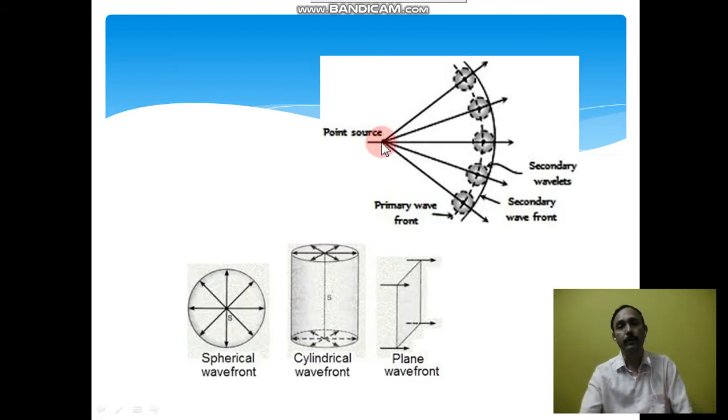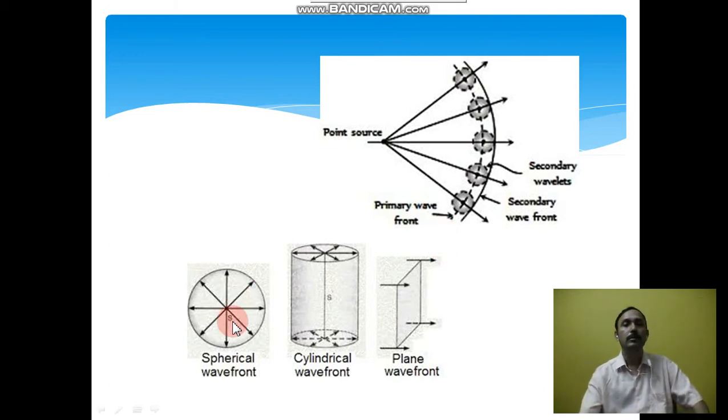So this is a point source. So it is creating the secondary source of disturbances. So enveloping this one, it is a secondary wavelet. So there are many secondary wavelets. If we envelop them as a hemisphere, this is the secondary wavefront, and if we join the centers of the secondary wavelets, this is the primary wavefront.